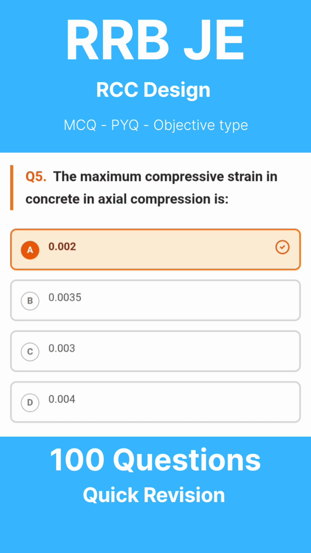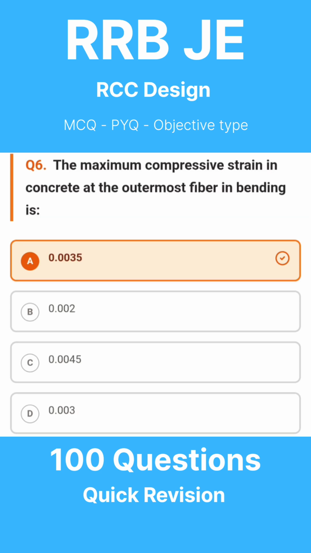Question 5. The maximum compressive strain in concrete in axial compression is. The correct answer is 0.002. Question 6. The maximum compressive strain in concrete at the outermost fiber in bending is. The correct answer is 0.0035.